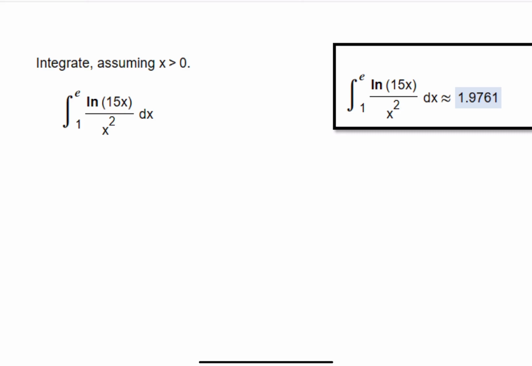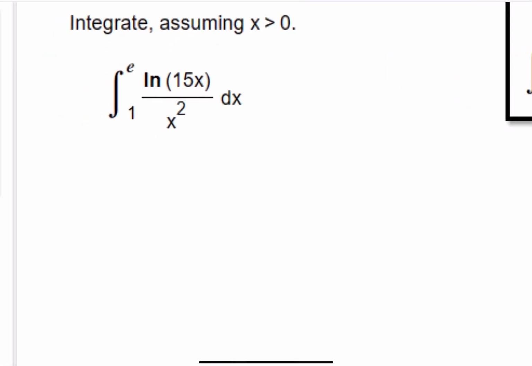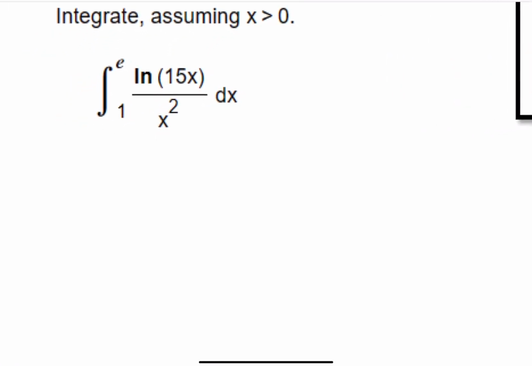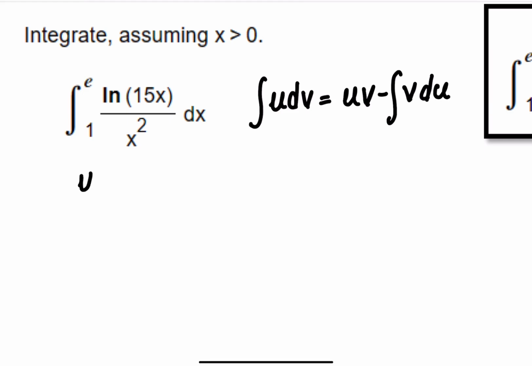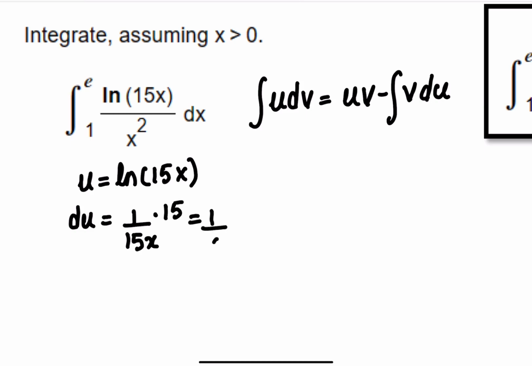So when you cannot use substitution, your handy dandy tool is going to be integration by parts. It is the integral of u dv equals uv minus the integral of v du. I write this again and again so you can see what's going on in the problem. Remember what I told you? If you see your ln, by default, your u is going to be your ln. So your du is 1 over 15x times 15, which is 1 over x.